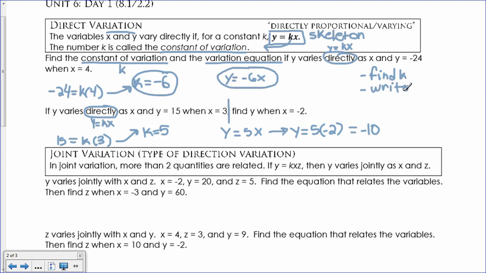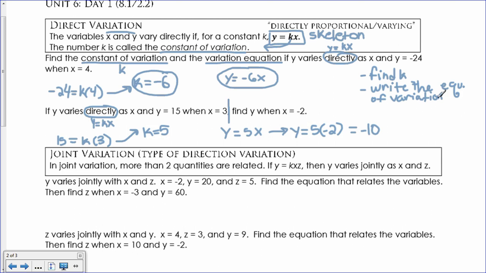sorry, why do I take forever to write this, write the equation of variation, and by that I mean write the relationship. So that means you need to have, hold on, I need to spell this.